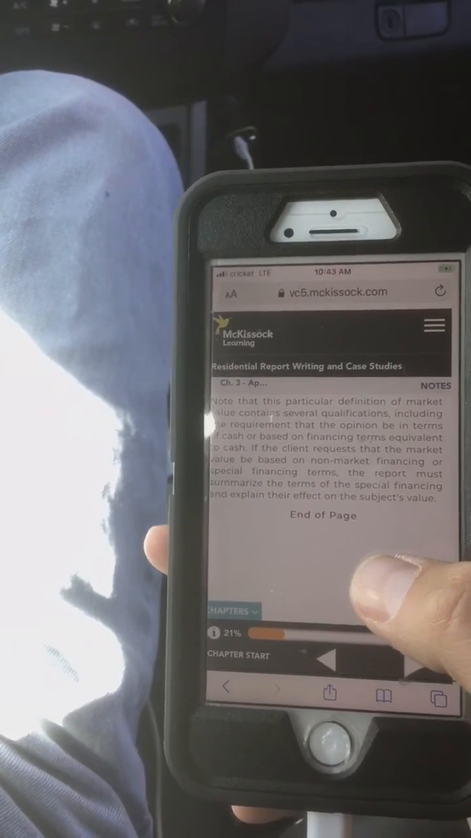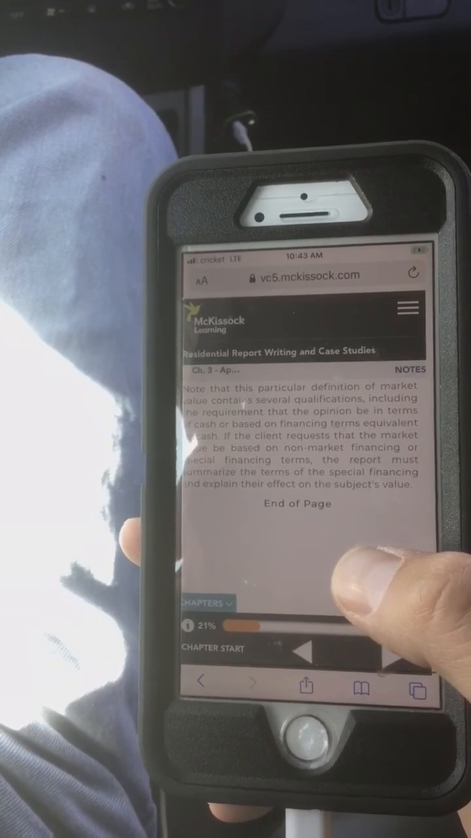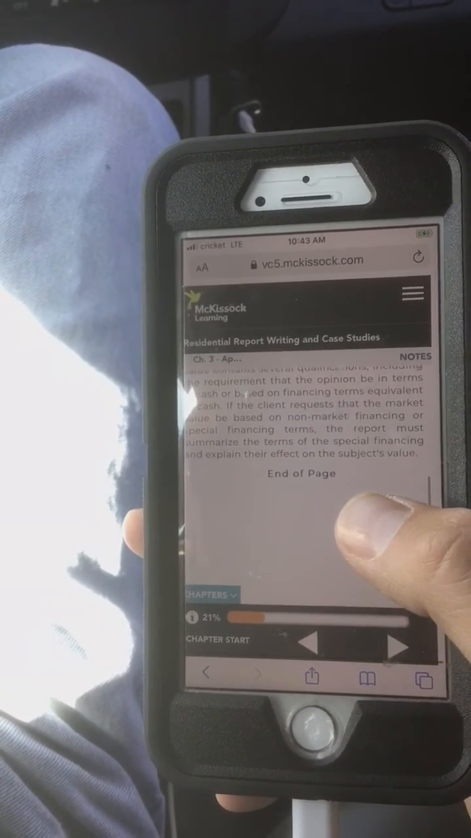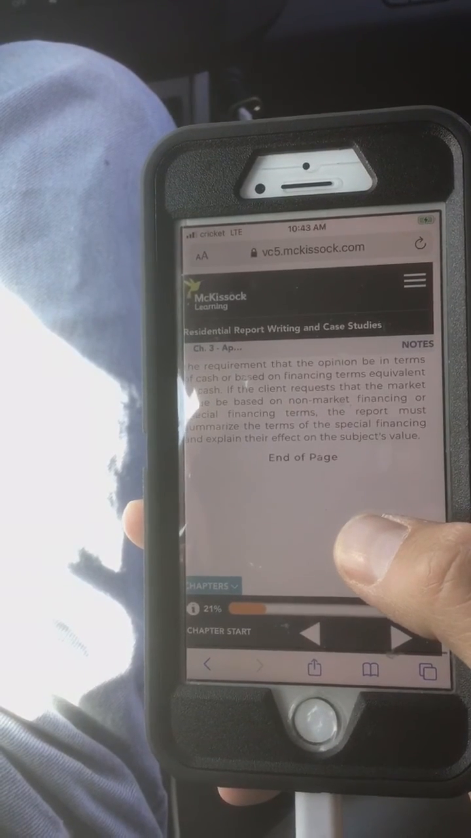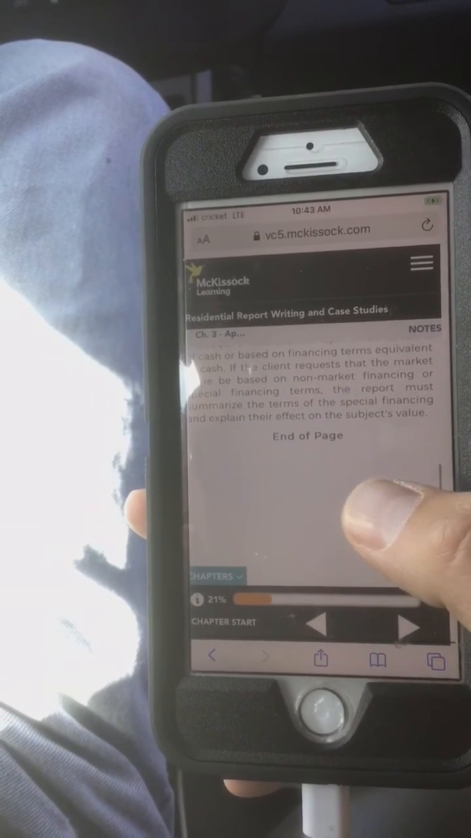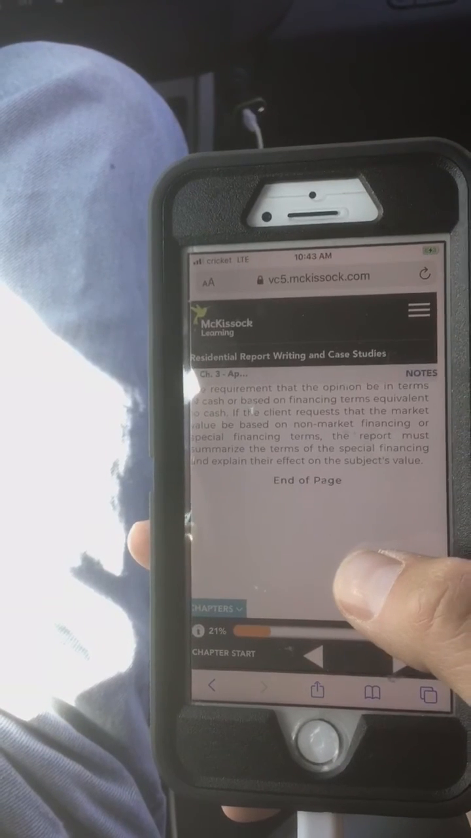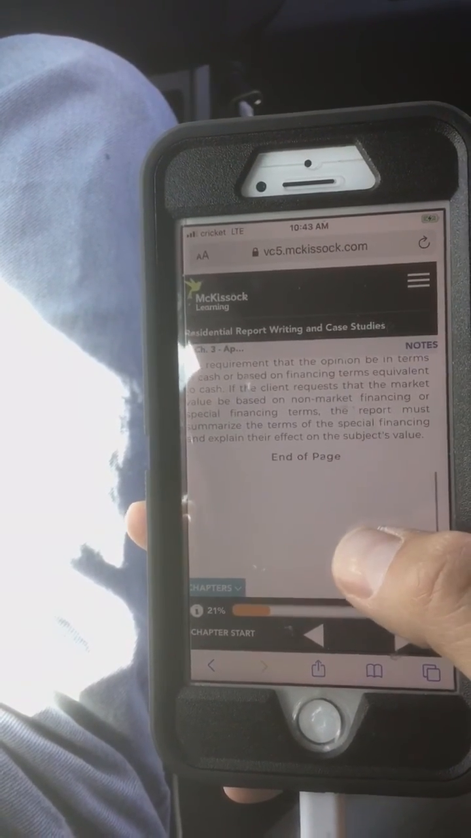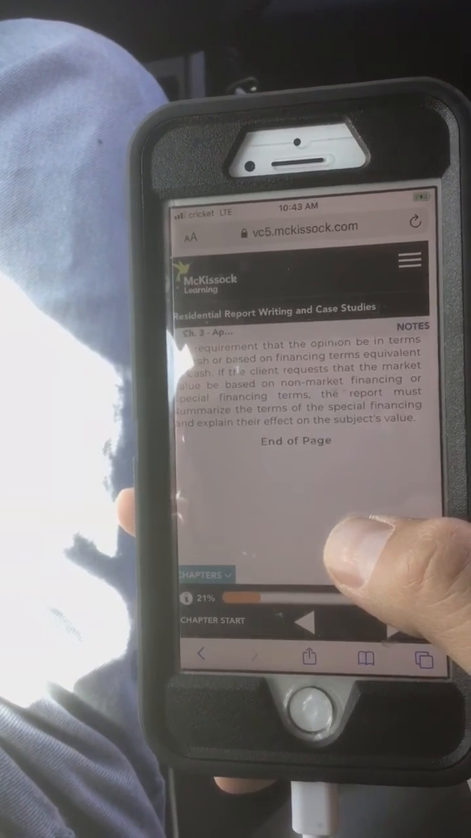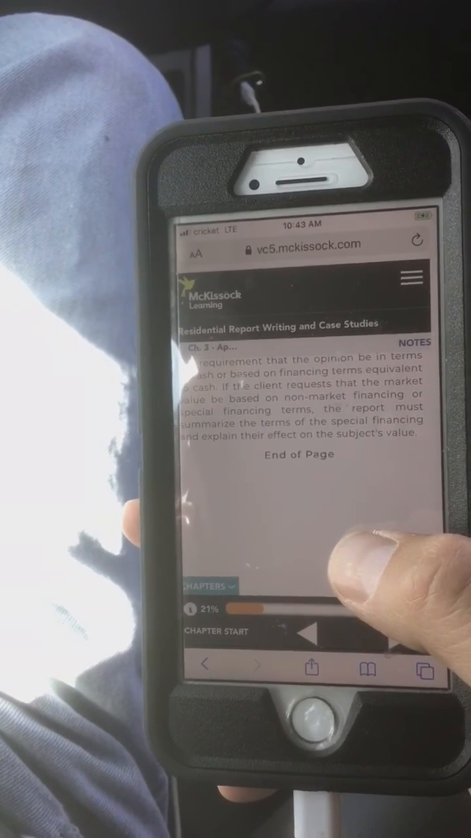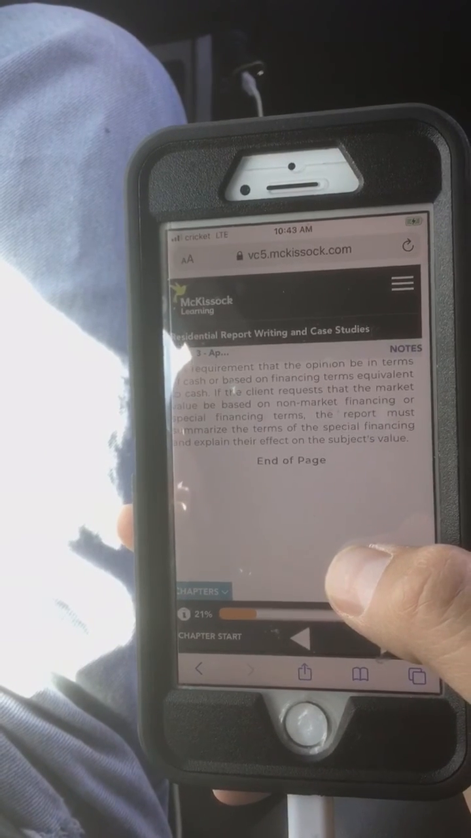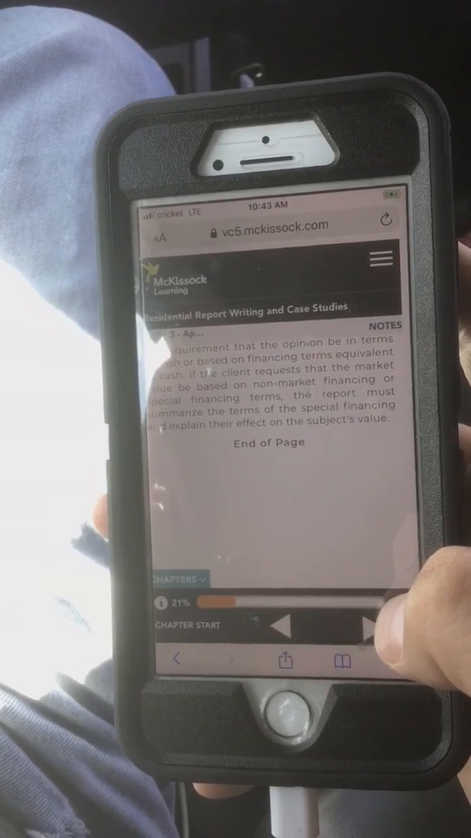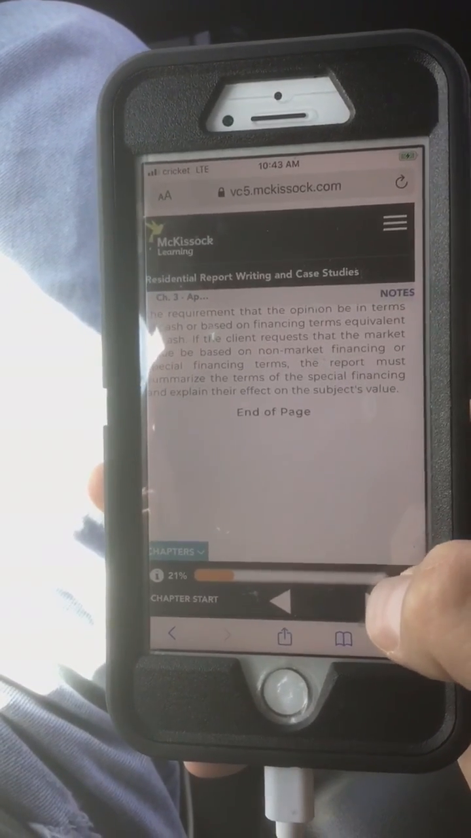Note that this particular definition of market value contains several qualifications, including the requirement that the opinion be in terms of cash or based on financing terms equivalent to cash. If the client requests that the market value be based on non-market financing or special financing terms, the report must summarize the terms of the special financing and explain their effect on the subject's value. End of page.